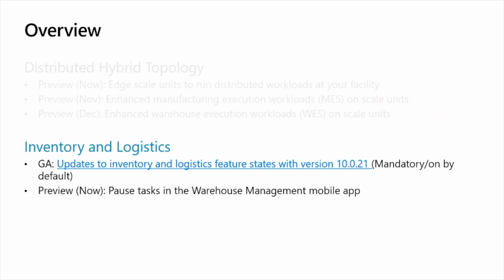So I've got a couple of examples here. There are also some hyperlinks because there's a much lengthier list in a lot of these areas. But an example for inventory and logistics is that we now have mandatory features of the organization-wide work blocking feature, as well as the task-based wave demand replenishment.